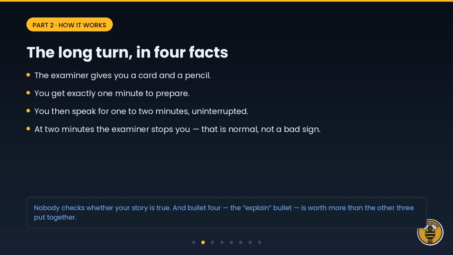2 things worth knowing. Nobody is checking whether your story is true. And the 4th bullet, the explain bullet, is worth more than the other 3 put together.